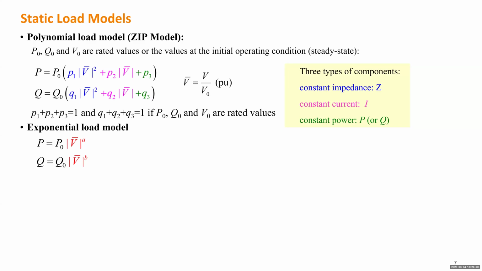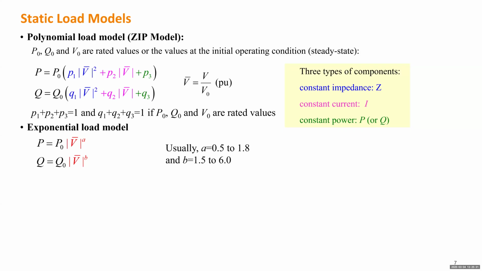So this is much similar. For this exponential load model, we only need one parameter for each P and Q, right? But for the ZIP load model, we need 3 parameters. Actually, we need 2 parameters because P1 plus P2 plus P3 equals 1. So you at least need to define P1, P2. Okay, P3 will be the rest of 100%. Usually A takes a value from 0.5 to 1.8, and B takes a value from 1.5 to 6.0.